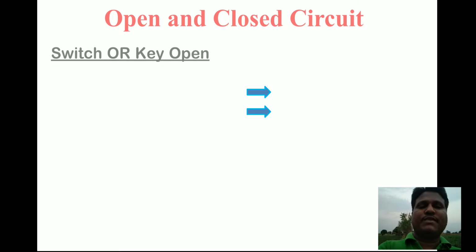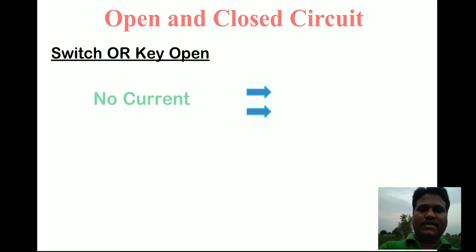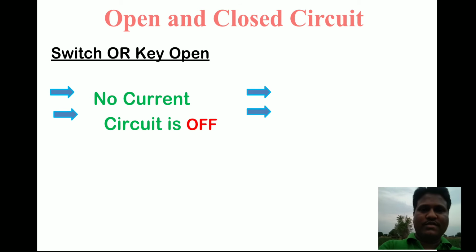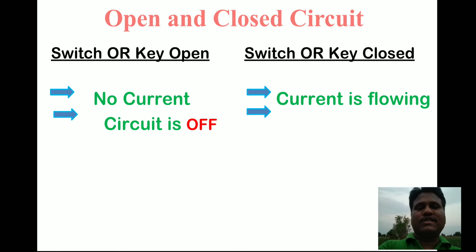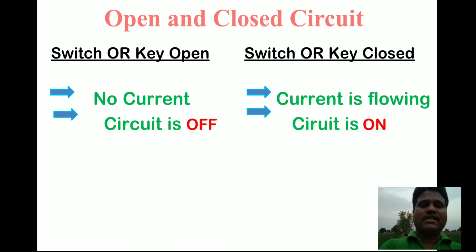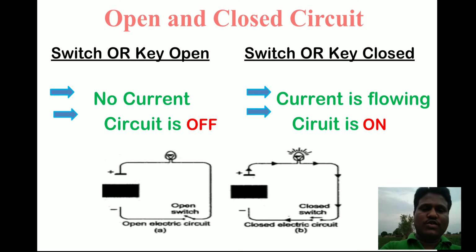Moving further, what is meant by open and closed circuit? When we say switch or key is open, that means there is no current flowing through the circuit, that means the circuit is off. Similarly, whenever a switch or key is closed, current is flowing through the circuit and the circuit is on. Two figures are shown, with the open switch on the left side and the closed switch on the right side. In the open electric circuit, there is no current flowing, and in a closed circuit, current is flowing through the circuit.